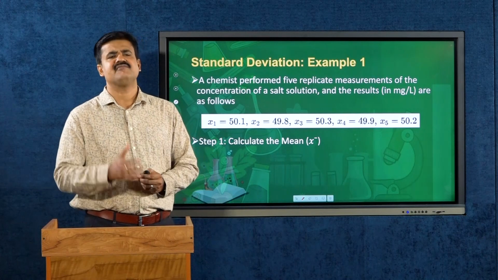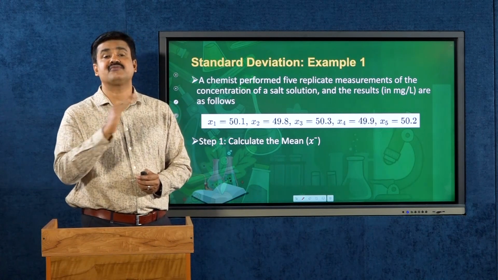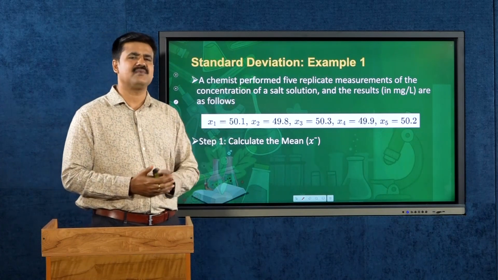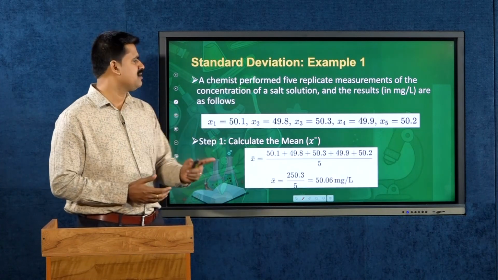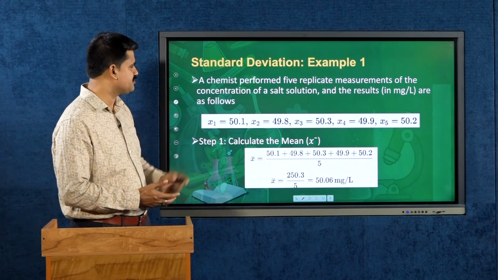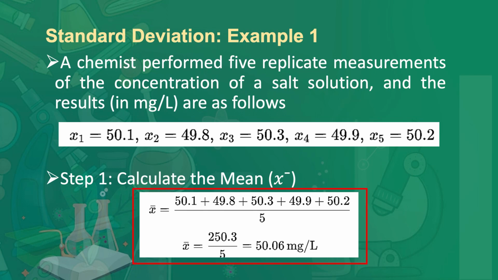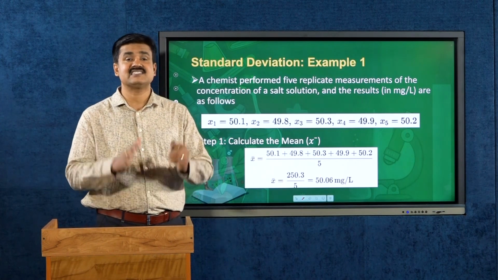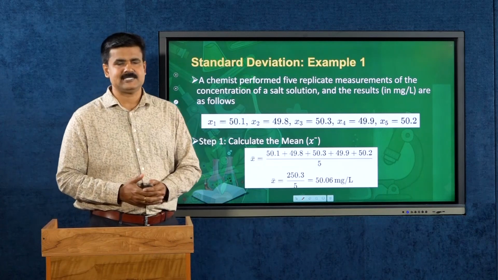For this, we have to calculate the mean of this data set first, that is, we have to compute x bar first. The sample mean can be calculated by taking the sum of all these values divided by the total number of measurements, that is n. Here x bar is 250.3 divided by 5, which is 50.06 milligram per liter. So, remember this value 50.06, that is the mean of this set of data.